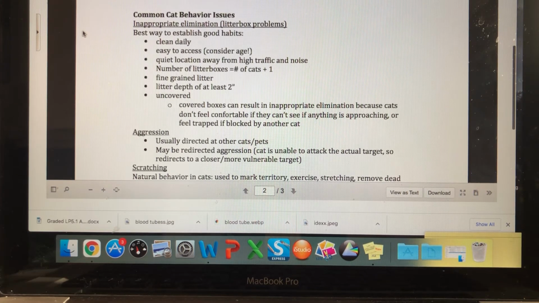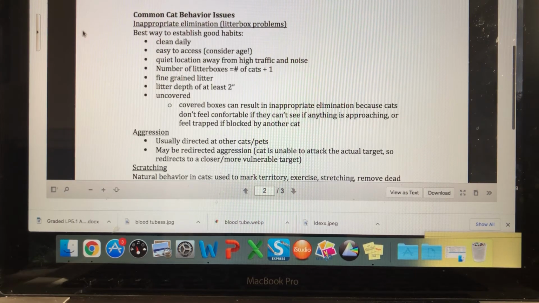Sometimes as well, if the animal's older, they just forget where the litter box is. So having it in a really easy to access area is going to be easier for them. The height of the litter box can be an issue too, especially with older cats. If they have arthritis, it might be difficult to step into a really high-walled litter box. So getting a large and low litter box might be a better option than something that's deep and small.